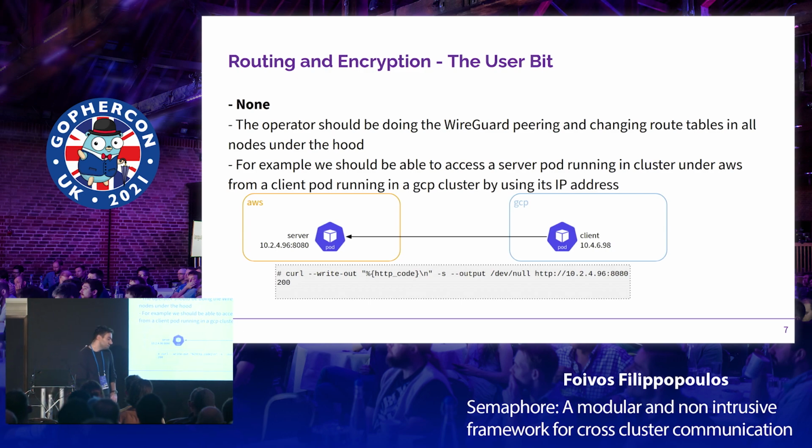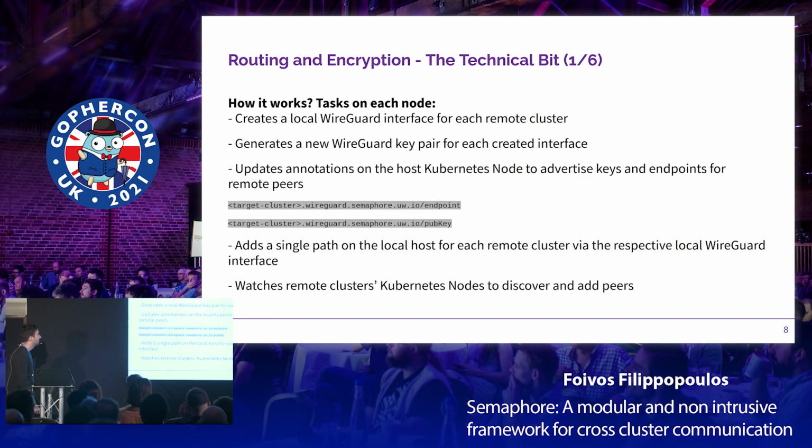In our case, for example, on the left here, we have on AWS a server pod that runs on some IP. If everything is running our daemon set, all we have to do from the client side in order to hit that service is to know this IP address, so then we can just go ahead and directly curl it.